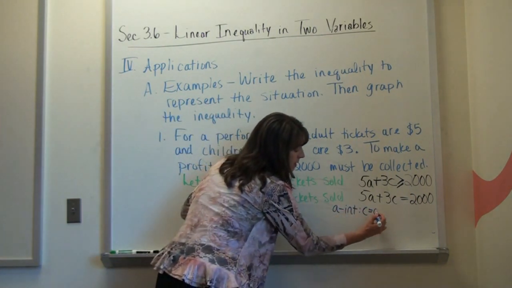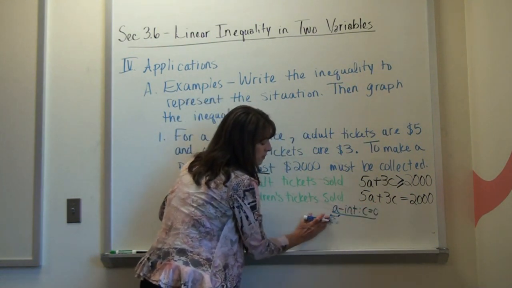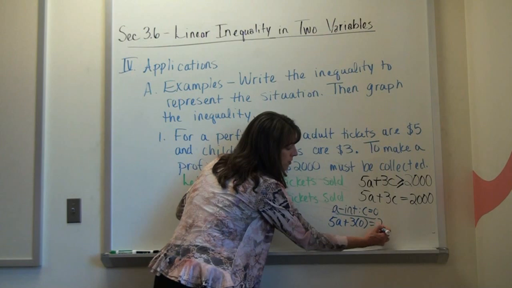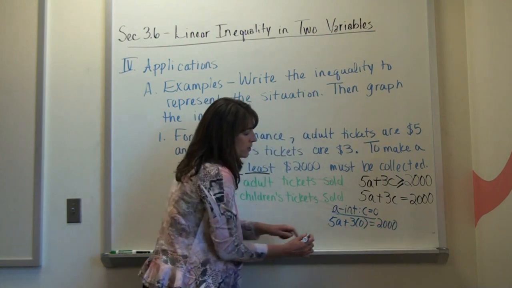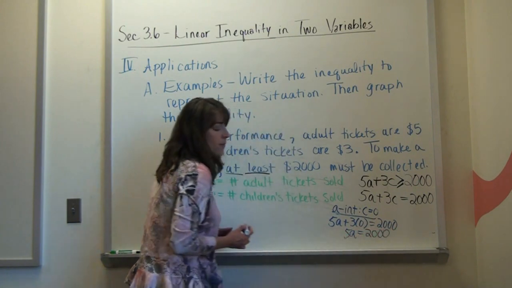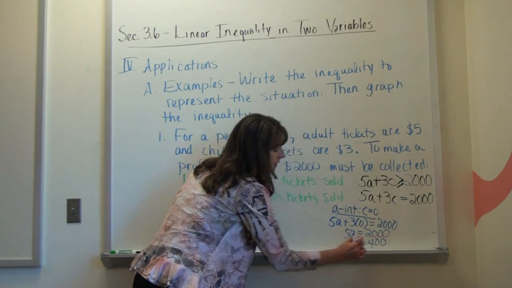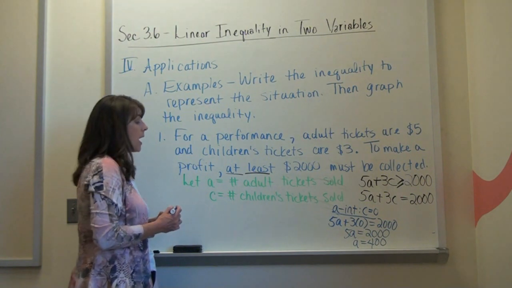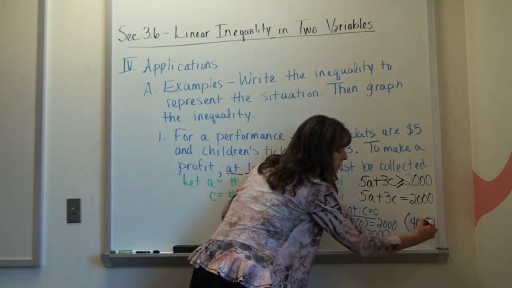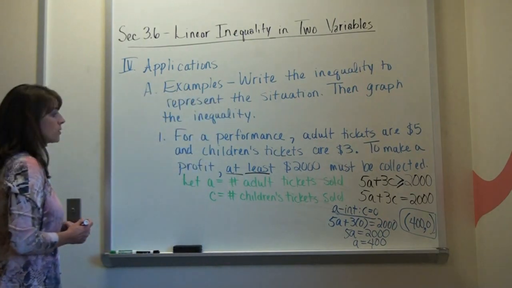I'm going to make the C 0. So I'm going to make that 0, and when I do, I have 5A plus 3 times 0 equal to 2,000. That entire term is gone, and so I have 5A equal to 2,000. And when I divide through by 5, my A is simply going to be 400. And since that's a point on the 2D coordinate plane, I'm going to let my A be like the X. So this would be like an X-intercept. So it would be 400, 0. And that's one of the points on the 2D coordinate plane.